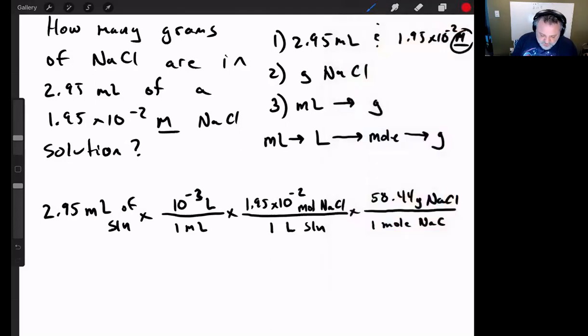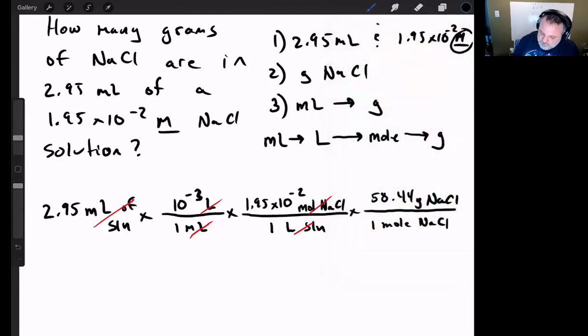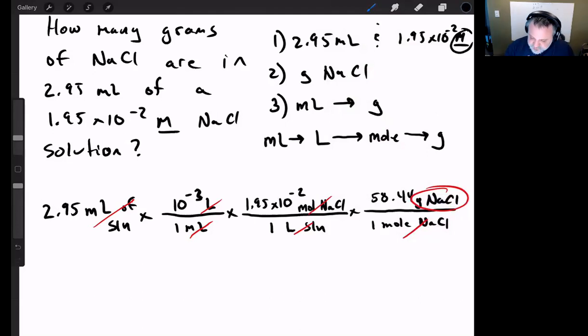And now let's follow the units. Milliliters of solution cancels with milliliters of solution. Liters of solution cancels with liters of solution. I'm now using the molarity to convert liters of solution to moles of sodium chloride. And that's ultimately going to cancel with moles of sodium chloride. And I'll be left with grams of sodium chloride. And that's what I'm looking for. So the rest is just calculator work.